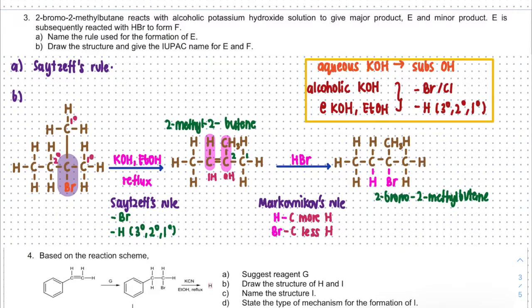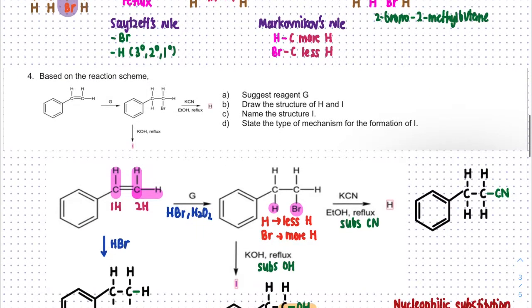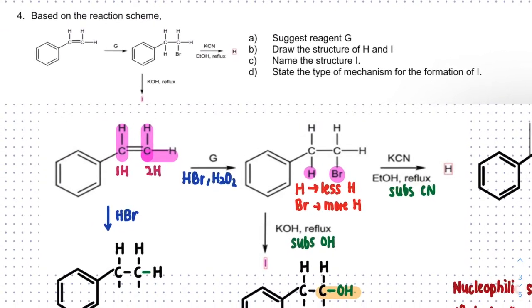Okay, next is question number 4. Based on the reaction scheme, we see a lot of benzene. But let's look at the reaction itself. Here it asks us to suggest reagent G. So here is actually our alkene, and this is actually our haloalkane.